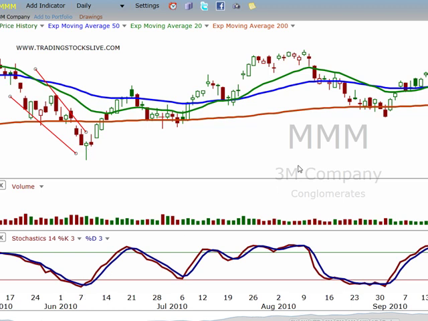Again, this company right here is 3M, MMM. It's a conglomerate. You see a hammer being put in at the bottom of this downtrend. Don't forget, a hammer has to come in at the bottom of a downtrend. If you see a hammer, or what looks to be a hammer, at the top of an uptrend, it's no longer called a hammer.